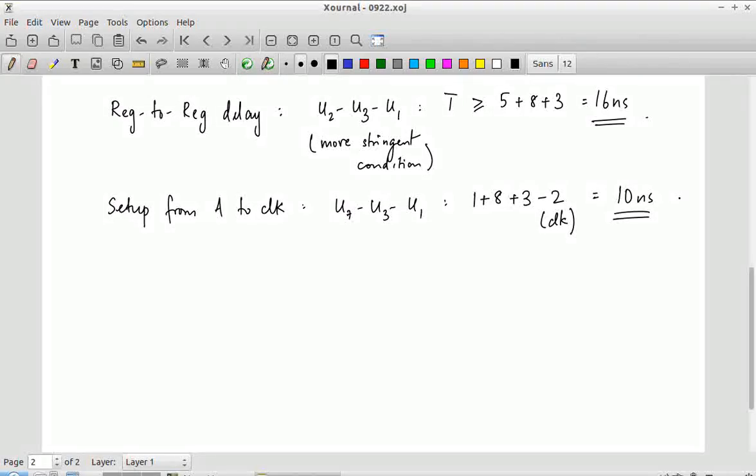In other words, if I am looking at this overall system as a black box with the clock being applied to it and then the input A also being applied, if the clock is going to change at some time, let's say 0 nanoseconds, then A must have settled to its correct value 10 nanoseconds before that, at time equal to minus 10 nanoseconds, so that there is no setup violation at the flip-flop U1. That is what this particular statement means.